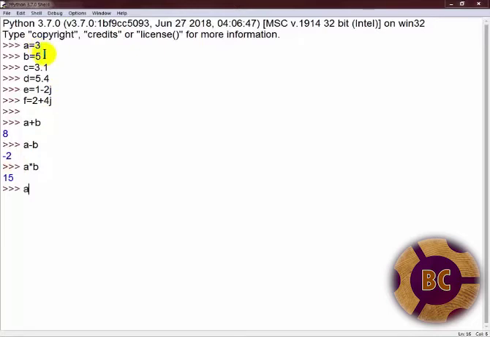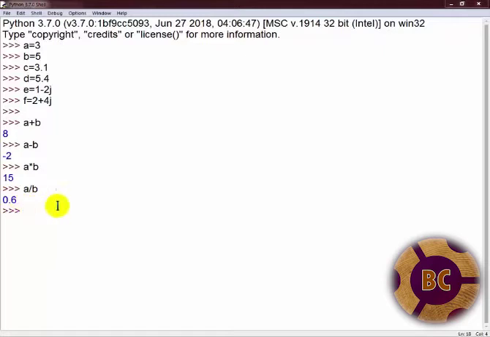And an example for the division operation, this slash is the sign of the division operation in Python. As usual, the result is 0.6. Here, be careful. The operands A and B are integers, but the result is a floating point number. That's because the division operation in Python always returns a floating point number.